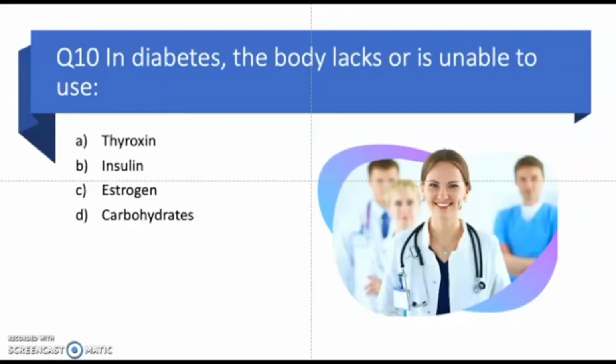Question number 10. In diabetes, the body lacks or is unable to use thyroxine, insulin, estrogen, or carbohydrates. So the correct answer is insulin. That's the correct answer.